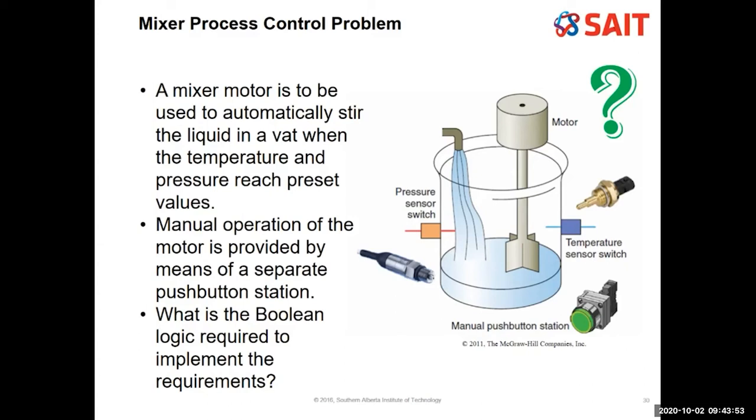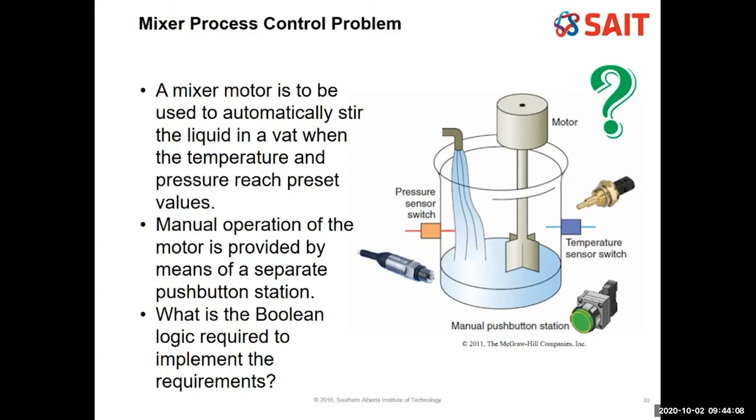The second statement, manual operation of the motor is provided by means of a separate push button. So I could also operate it by pressing a push button. That's another input. Okay, the implication here is, oh, that's an OR.